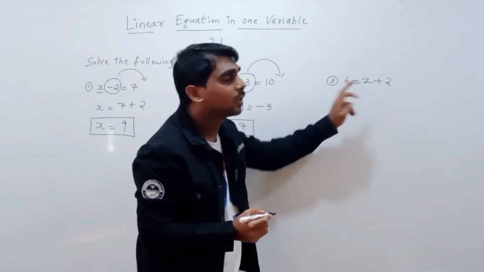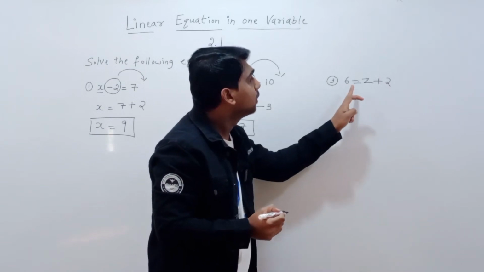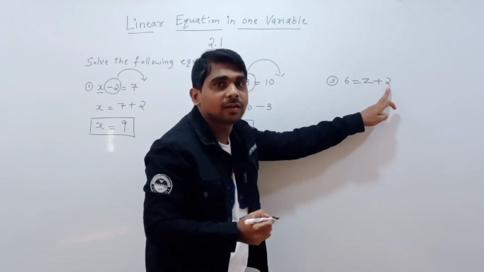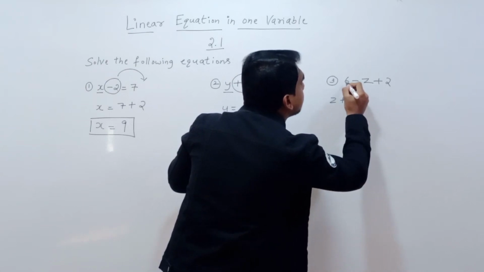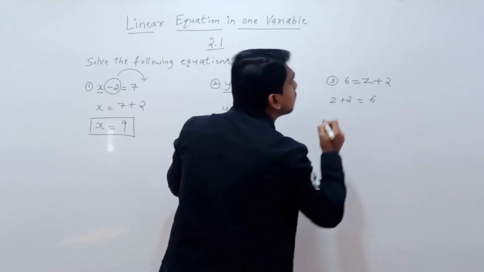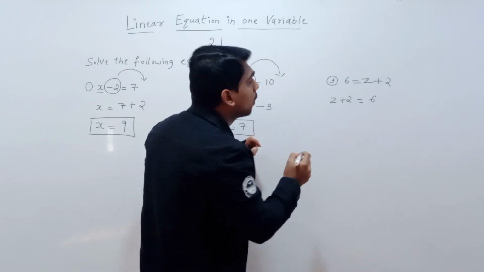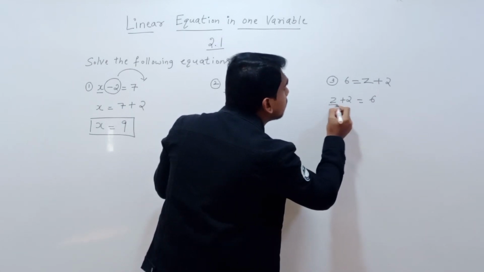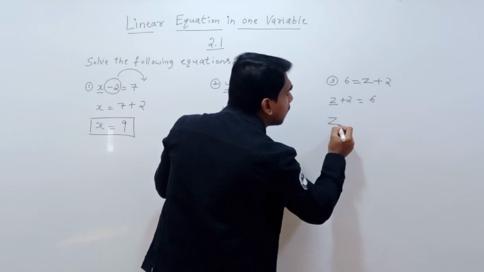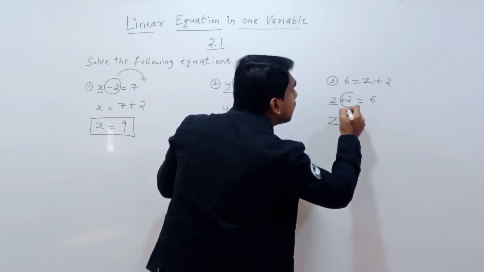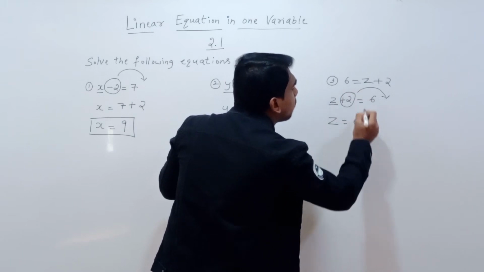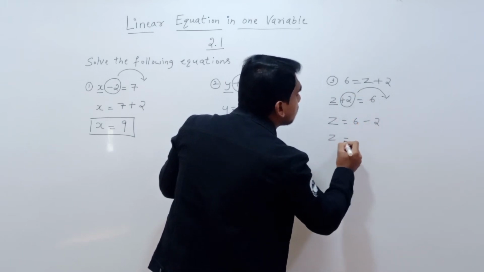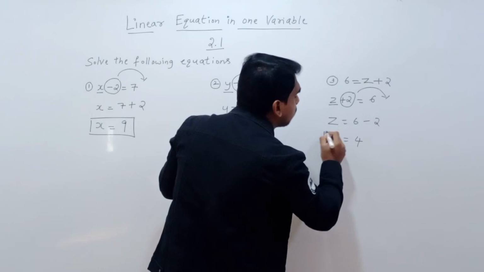Now, let's come to the third question. Here, the variable is on the right side. So, we will write it on the left side and the remaining will write on the right side. Okay, now we should find the z value. So, I will write it on the left side and the remaining term will shift to the right side. Then plus 2 will become minus 2. 6 minus 2 is 4.